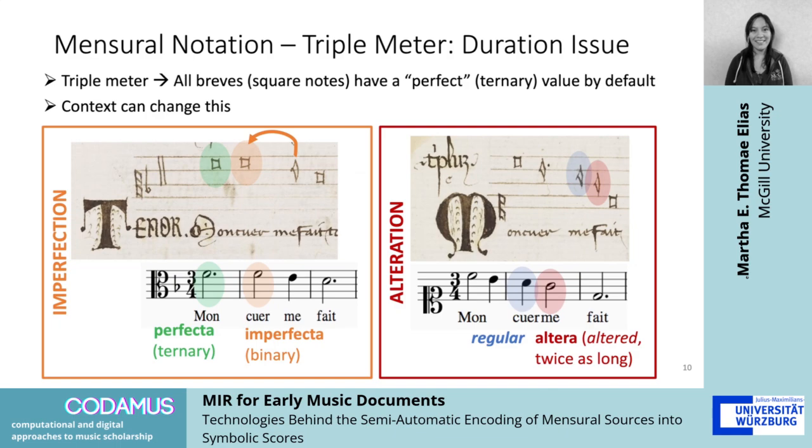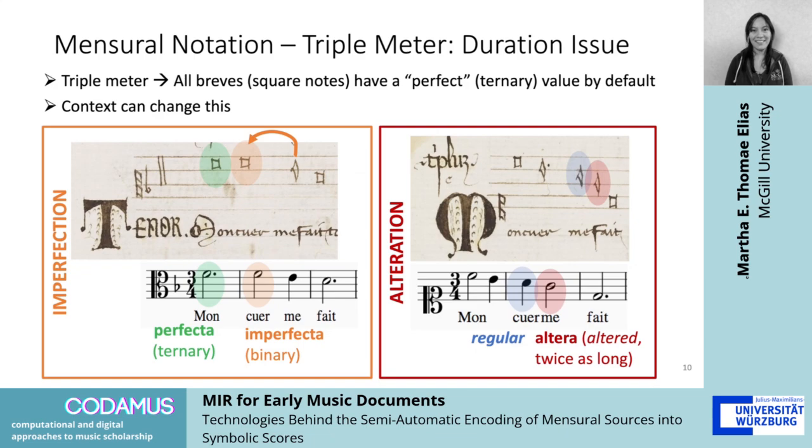Pitch is clearly notated. Note shapes do not explicitly convey the value of a note. If we're in this triple meter, their default value is this perfect ternary value, but that can be changed by the context in these two ways: by an imperfection, where the note becomes imperfect or binary, or by an alteration, which makes the note twice as long.